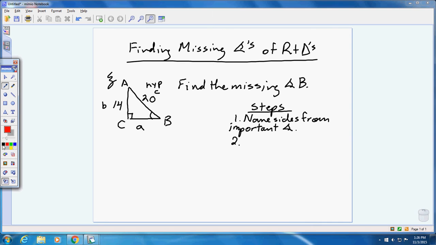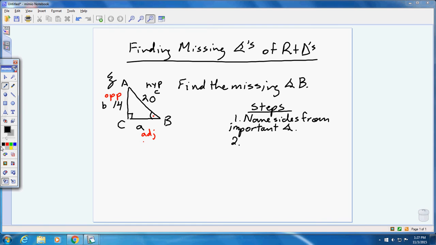Let's change this up here. Let's go to red. So the side across from the angle that we're talking about, which is B, we're going to call the opposite side. Now, obviously, little a is beside our angle, so we'll call it our adjacent. And you'll see in the next example, those can change depending on what angle, because you can imagine if we started from angle A, if angle A is what we were looking for, our little a would be our opposite, and our little b would be our adjacent. Okay, so step 2. So name sides from the important angle.